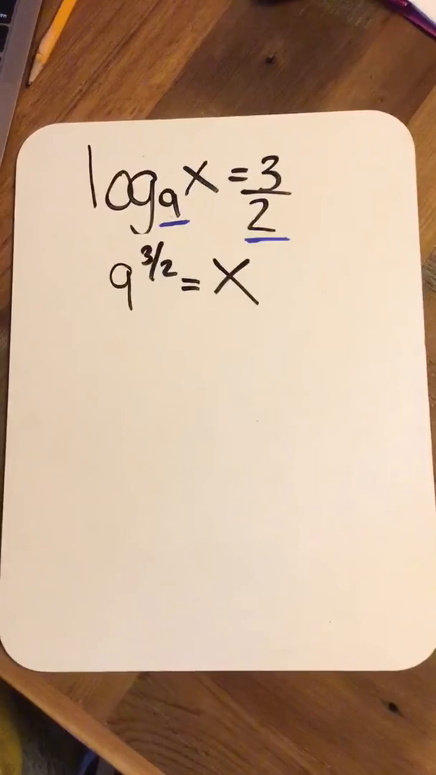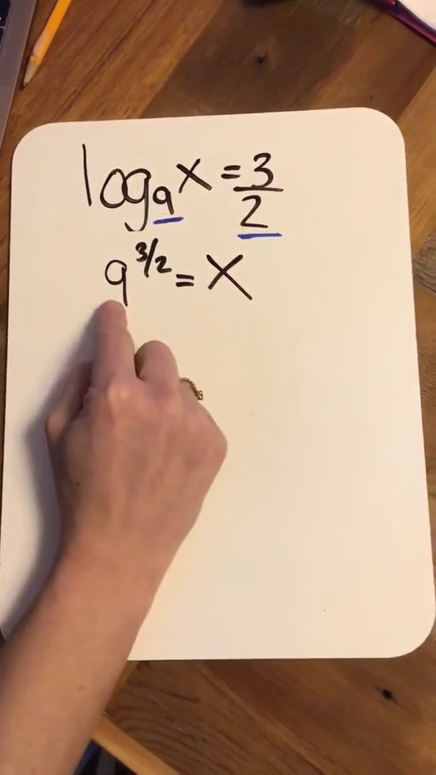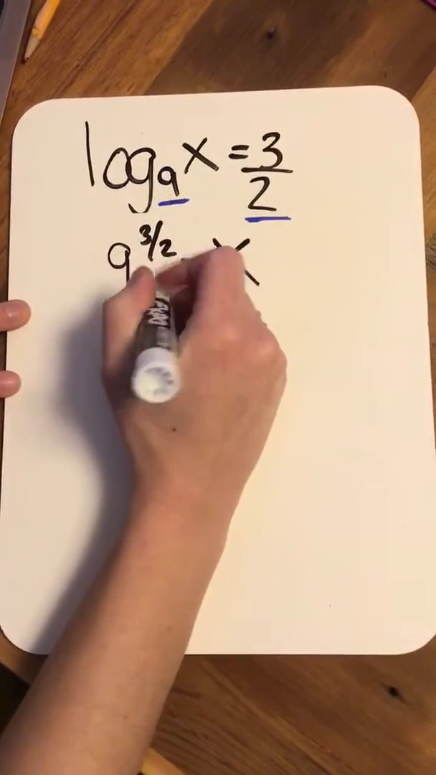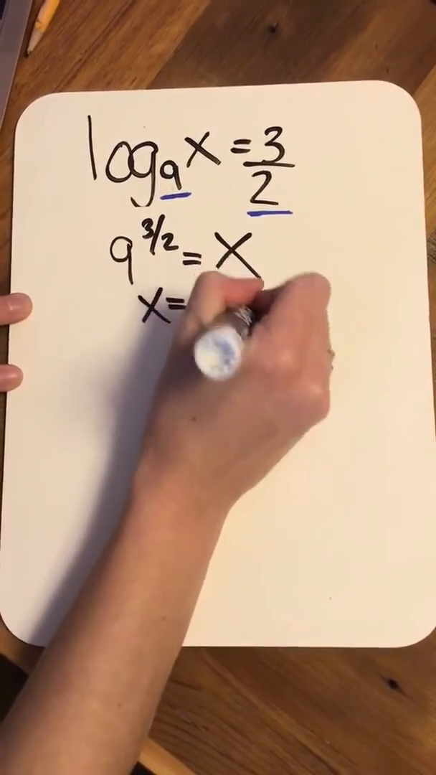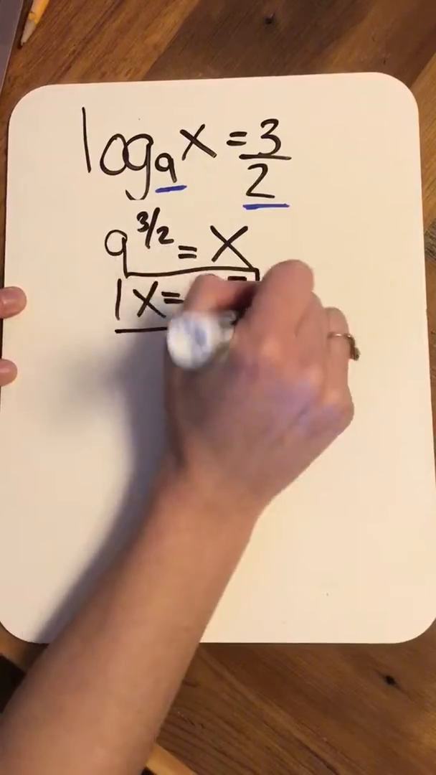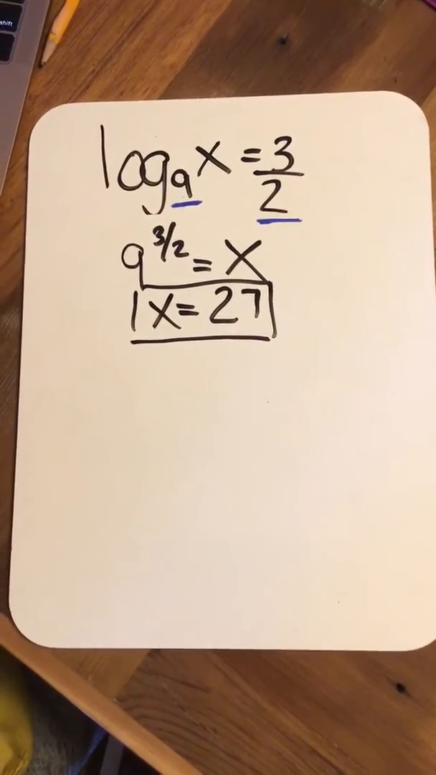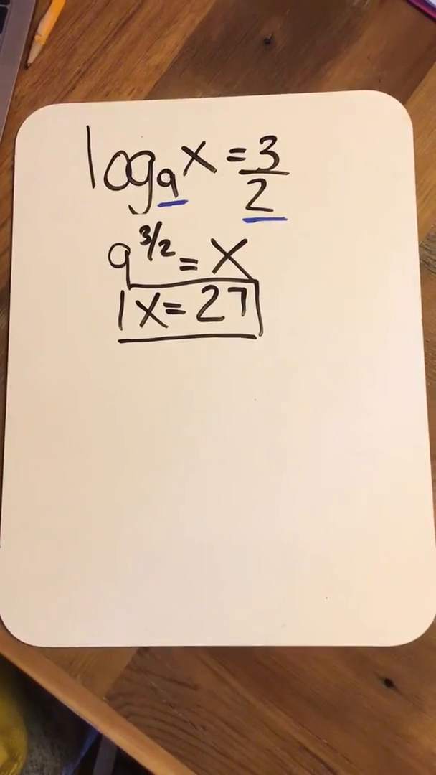So we want to get x by itself. Well, it's already by itself, so all I need to do is type 9 to the 3 over 2 into my calculator to get my answer, and I will get x equals 27. Once you get your answer, you do need to check for extraneous solutions. Please put that into your notes. So after step 3, please check for extraneous solutions.